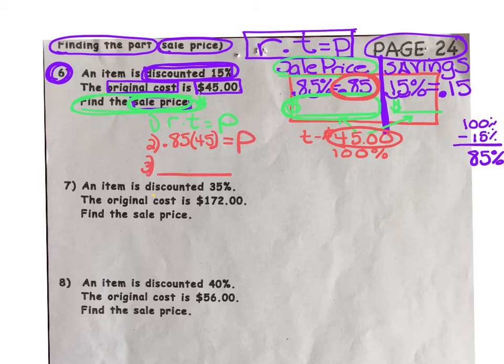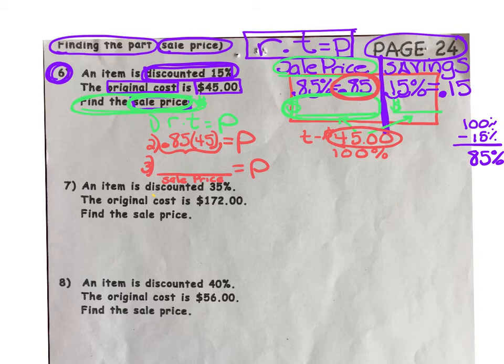Take a moment, grab your calculator, and punch in 0.85 times $45. 0.85 times $45. And you will get the sale price for this particular item. Pause the video if you need a little time to take down the notes. When you're ready, turn the video back on.